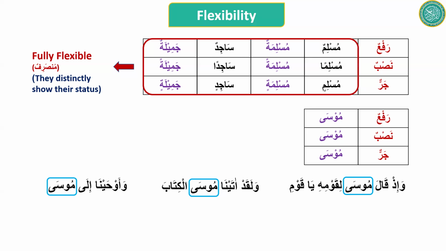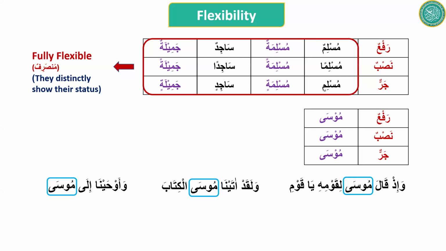One of these three Musa is in Rafa status, the other is in Nasab, and the third one is in Jar status. But how would you know which one is Rafa, which one is Nasab, which one is Jar? Because they don't show their status. There is nothing in the word itself telling you which Musa is Rafa, which is Nasab, which is Jar.